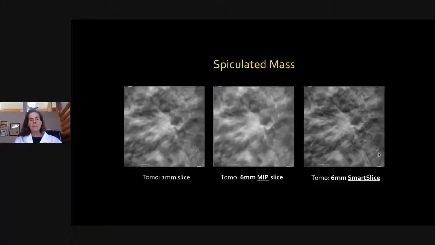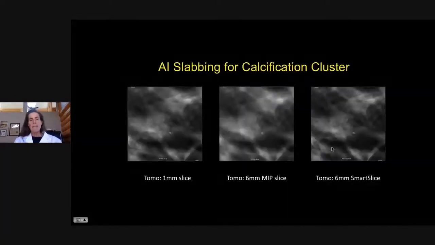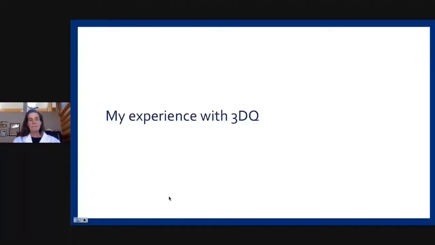So here's a nice example also showing the comparison from the 1 millimeter tomosynthesis slice to the 6 millimeter smart slice. And the same thing with the calcifications. We are finding that we are able to see and visualize calcifications to greater effect on the smart slice as opposed to the 1 millimeter slice.